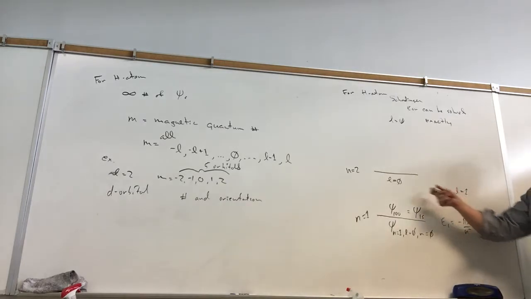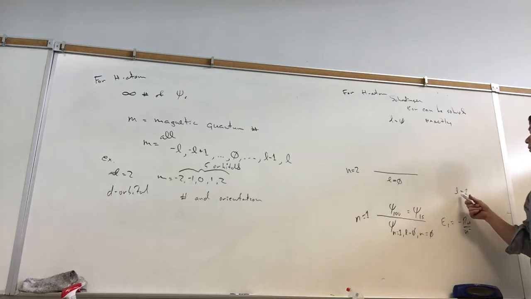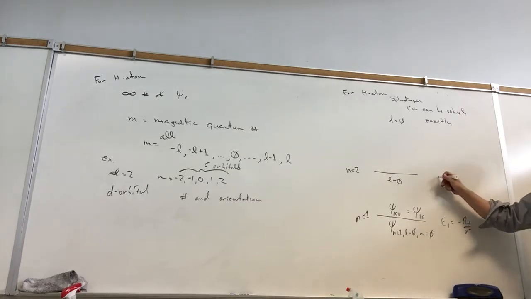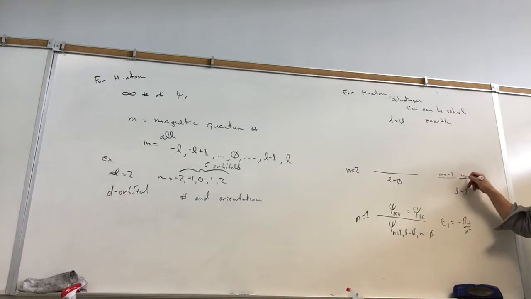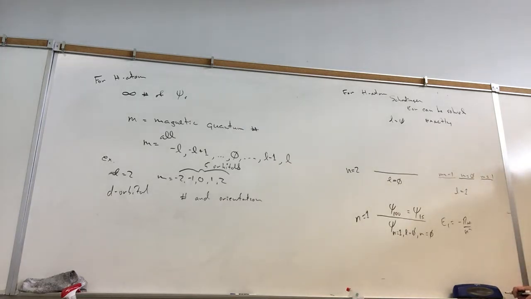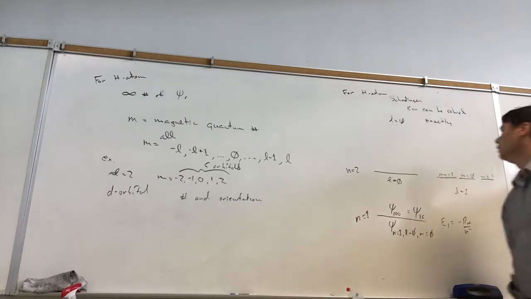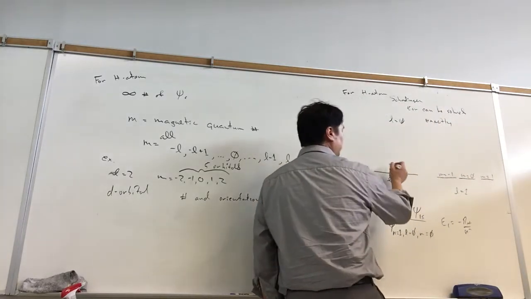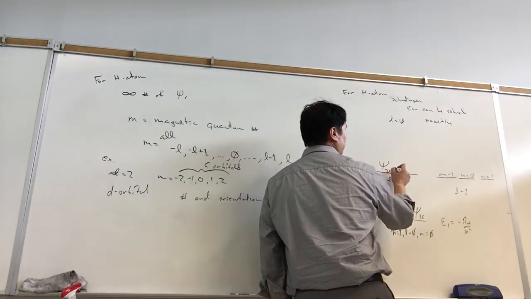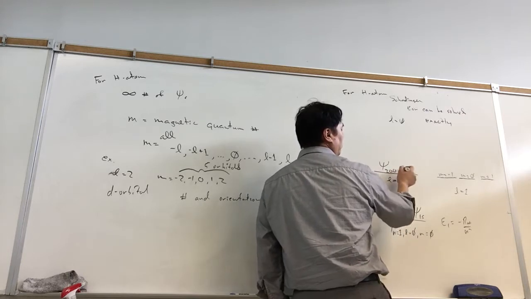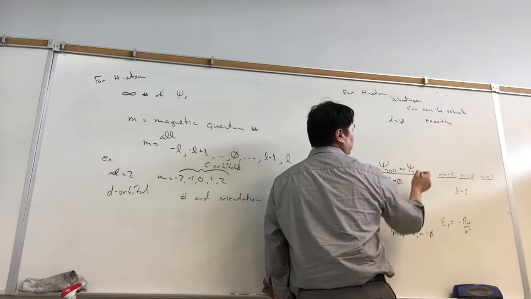Because we can go to a maximum of n minus 1. When we have L equals 1, then we have 3 m values: m equals minus 1, m equals 0, and m equals plus 1. And so we end up with these orbitals here. And we call this one a psi 200, or a psi 2s orbital.